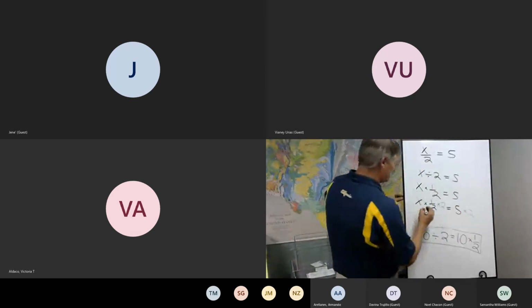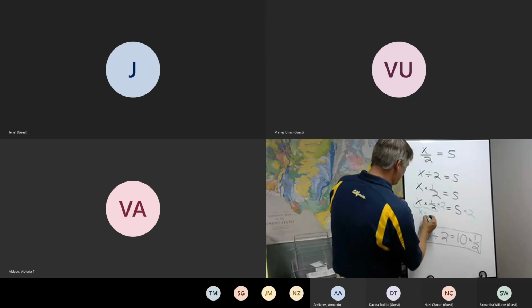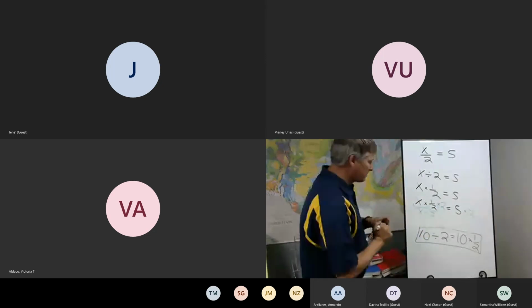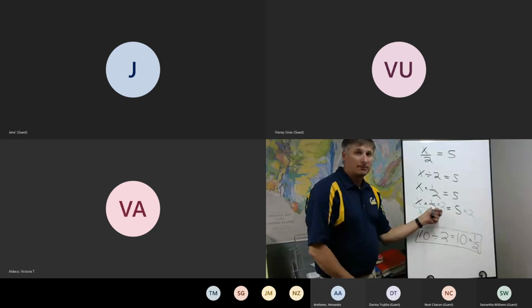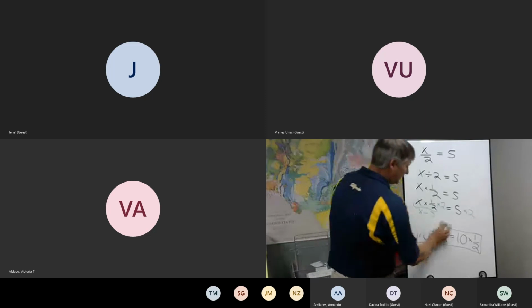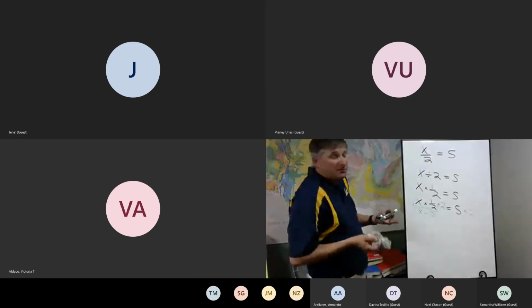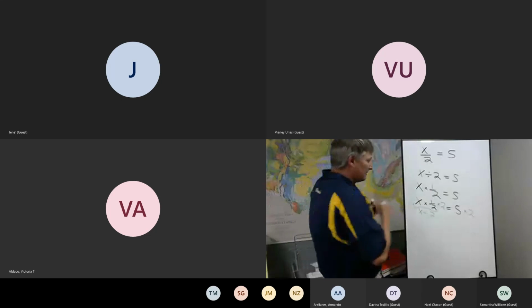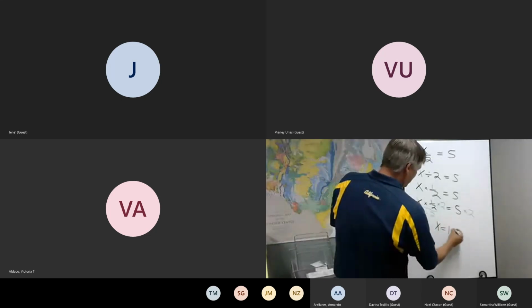And the reason is that this is still x divided by 2. The opposite of dividing by 2 is multiplying by 2. So you can treat multiplying by a fraction as the same as dividing by the whole number. Again, they're going to cancel. We'll still get x is 10.